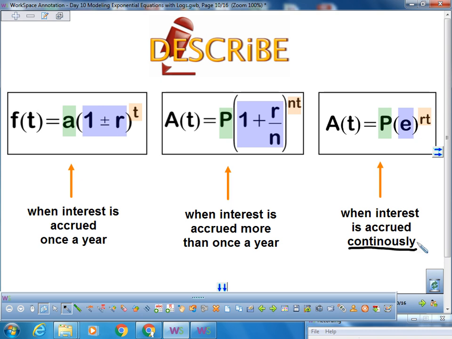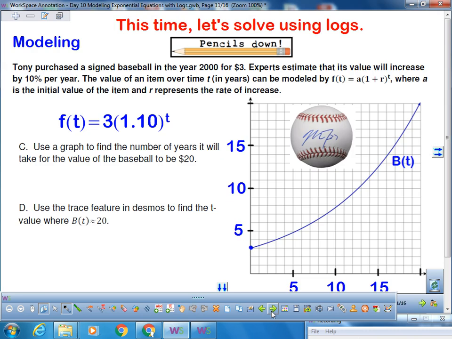Yes. There's no difference. One of them just stands for principal, and one of them is initial amount. But those two things are the same. Okay.